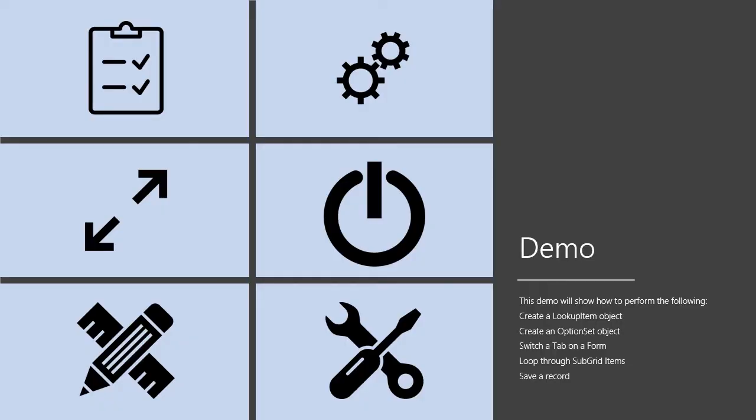So now we'll start with a short demo designing EasyRepro. We're going to perform the following: creating a lookup item object, creating an option set object, switching a tab on a form, looping through subgrid items, and finally saving a record.